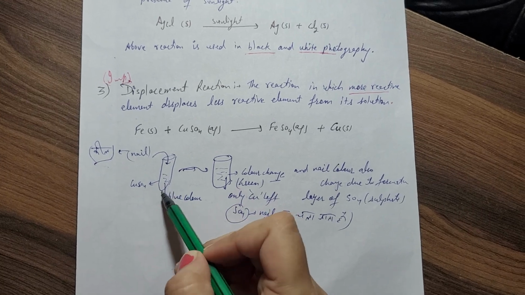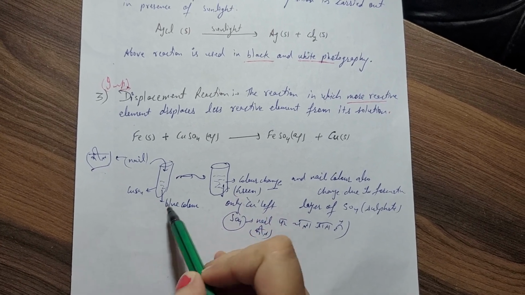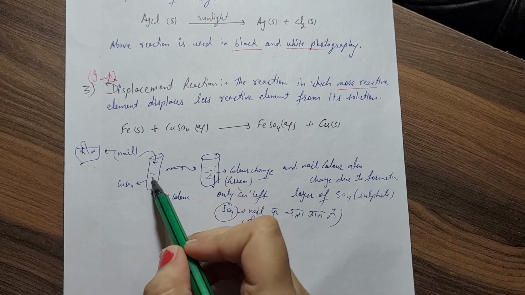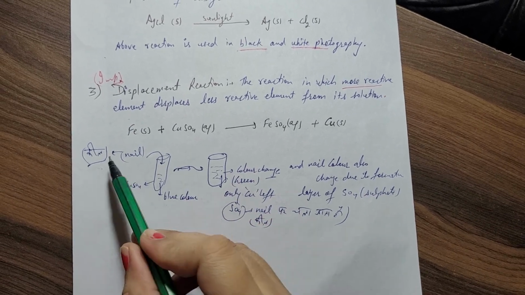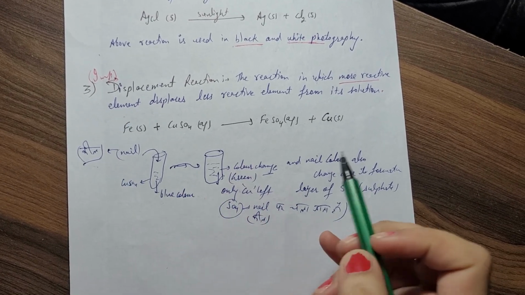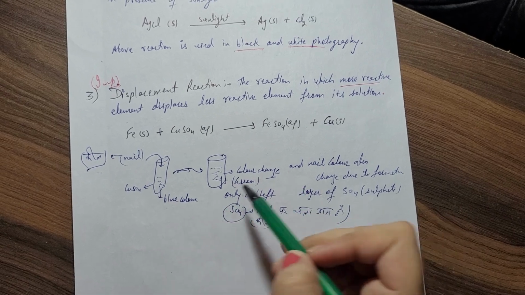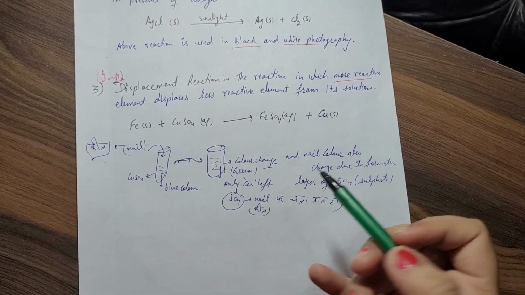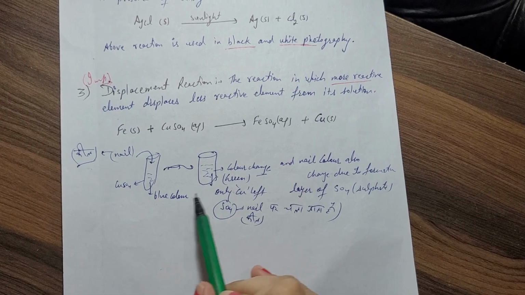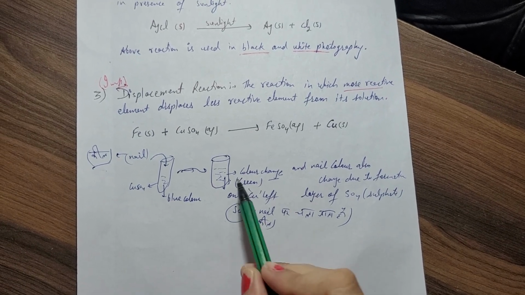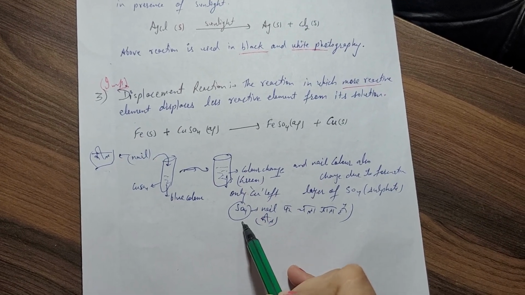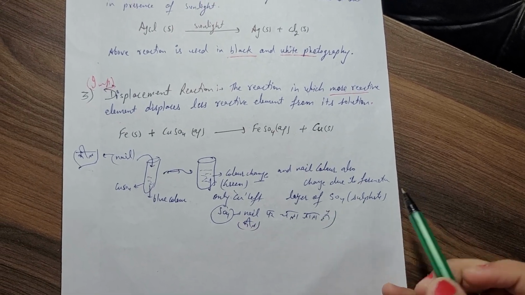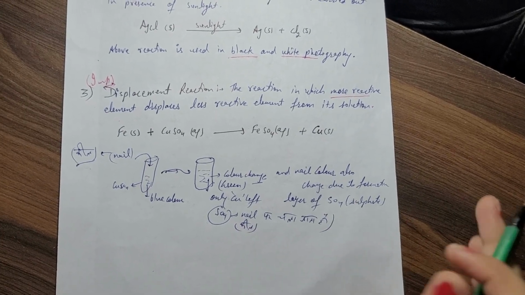Here in the test tube, we take the copper sulfate solution which is blue in color and we keep a nail in it. After some time we can see that the solution changes its color and becomes green from blue. Only copper is left, SO4 goes to the nail, and the nail color also changes due to the formation of a layer of sulfate.